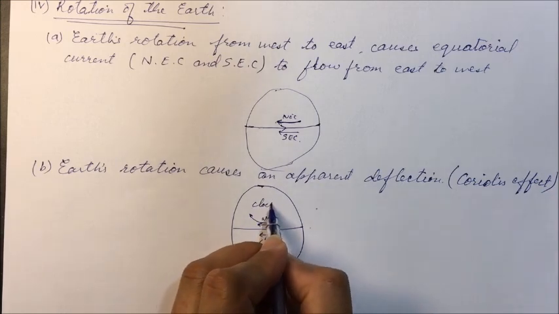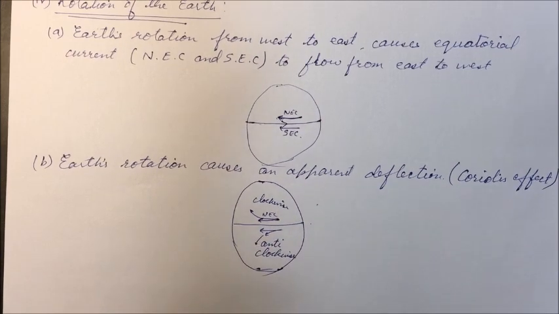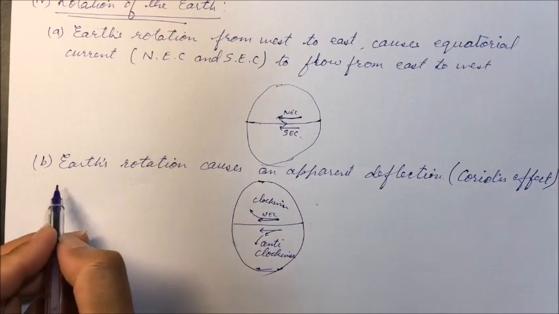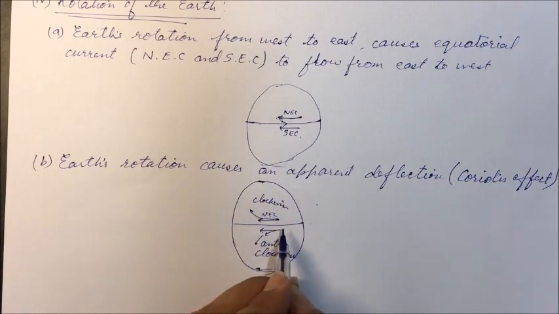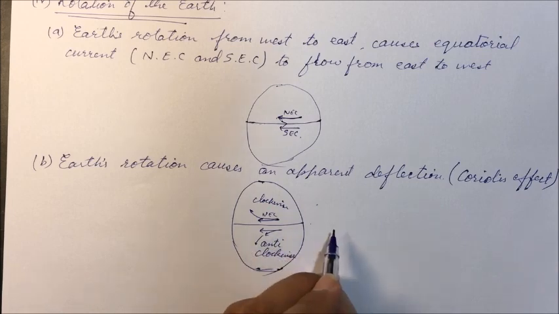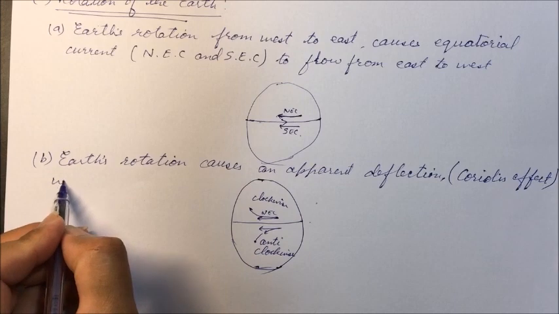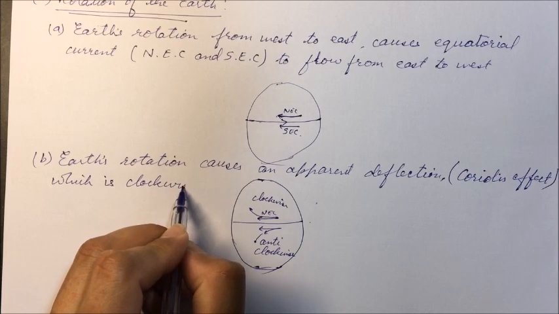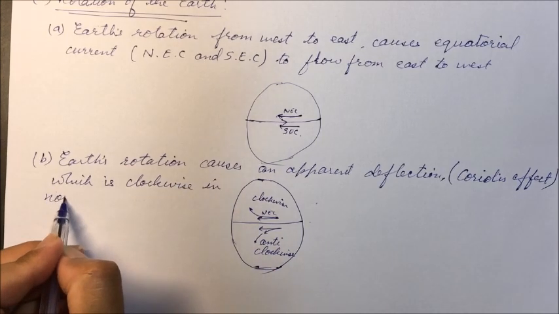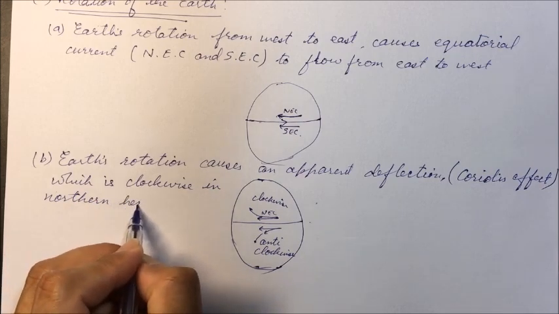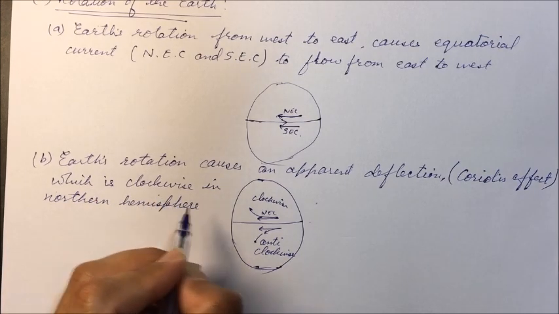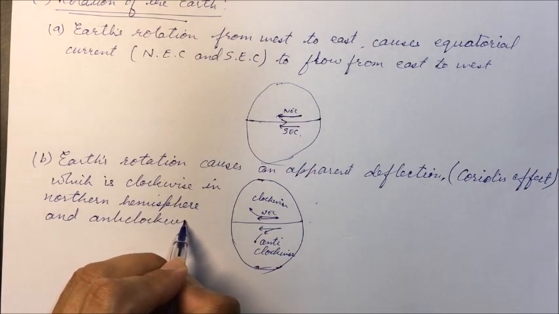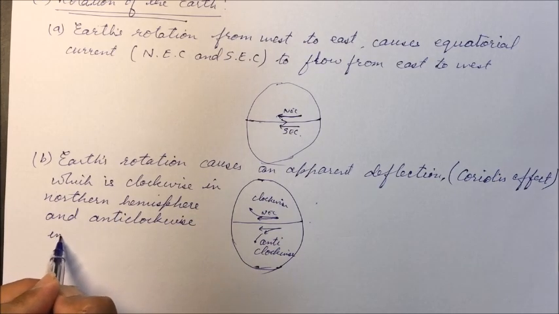So the earth causes an apparent deflection, the Coriolis effect, and this deflection is clockwise in the northern hemisphere and anti-clockwise in the southern hemisphere.